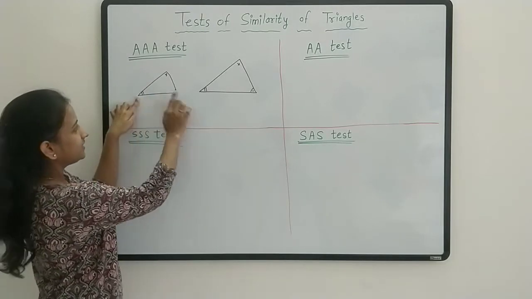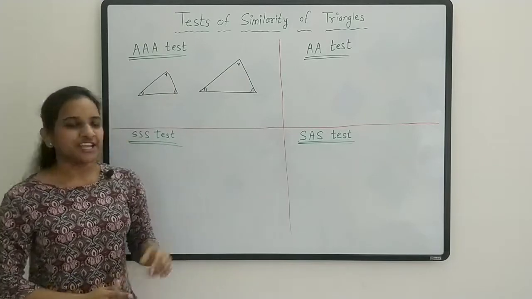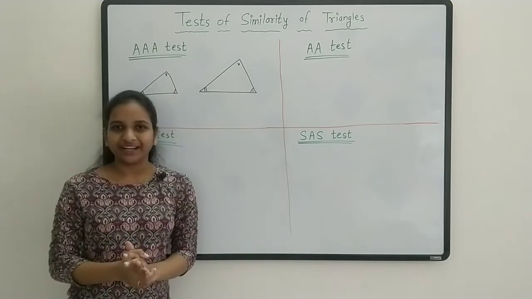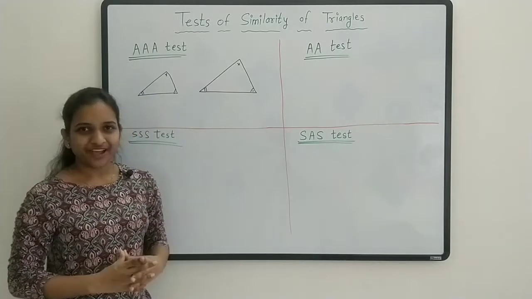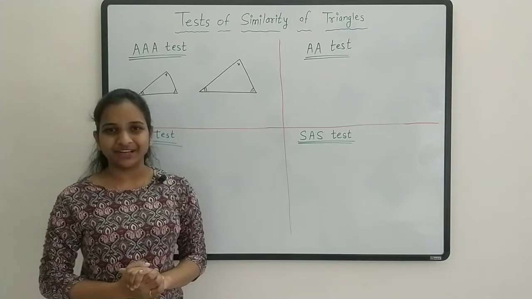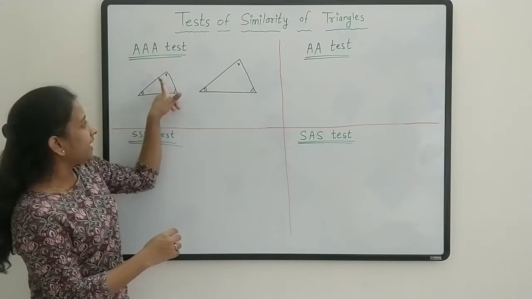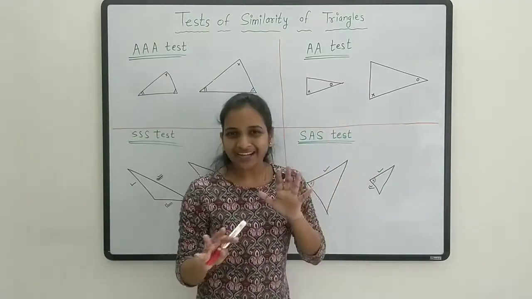See, here if all three angles are equal, then directly you can say these two triangles are similar triangles. No need to check whether the sides are in proportion or not. Fine. So with this shortcut, directly we can say these two triangles are similar triangles. Got it? AAA test. Now let's see AA test. This is little smart test.